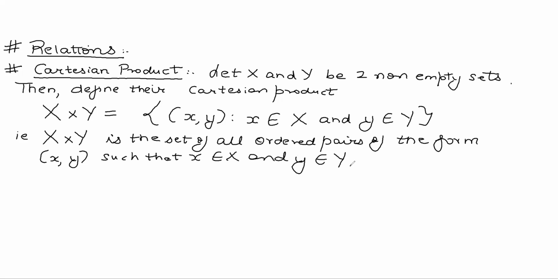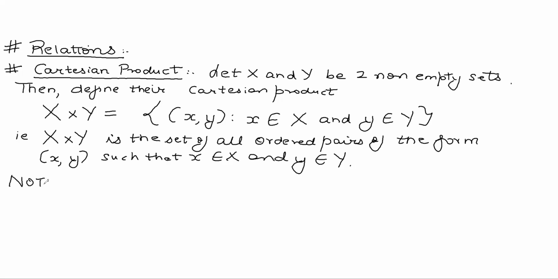Capital X and capital Y are two non-empty sets. Non-empty means they are not equal to the empty set. They contain elements in them. Then the Cartesian product will be the set of small x comma small y, where small x belongs to the set capital X, small y belongs to the set capital Y. Guys, remember that small x and small y are elements. Capital X and capital Y are sets.